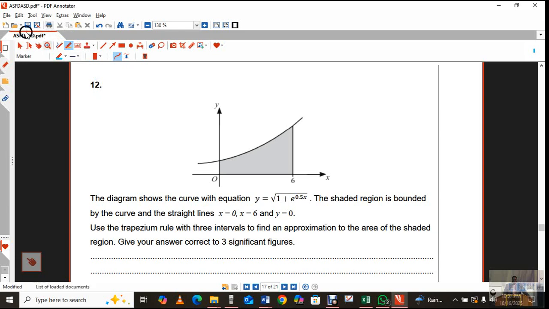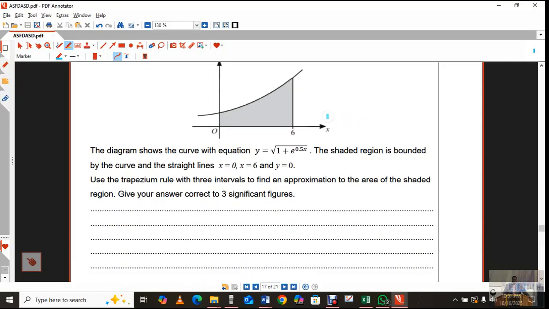All right, this brings me to question 12. Question 12 is surprisingly the last question of this paper. Just wanted to make sure. The diagram shows the curve with the equation. The shaded region is bounded by the curve and the straight lines x equals 0, x equals 6, and y equals 0. They say use the trapezium rule to find an approximation to the area of the shaded region. Our final answer will be given to 3SF.